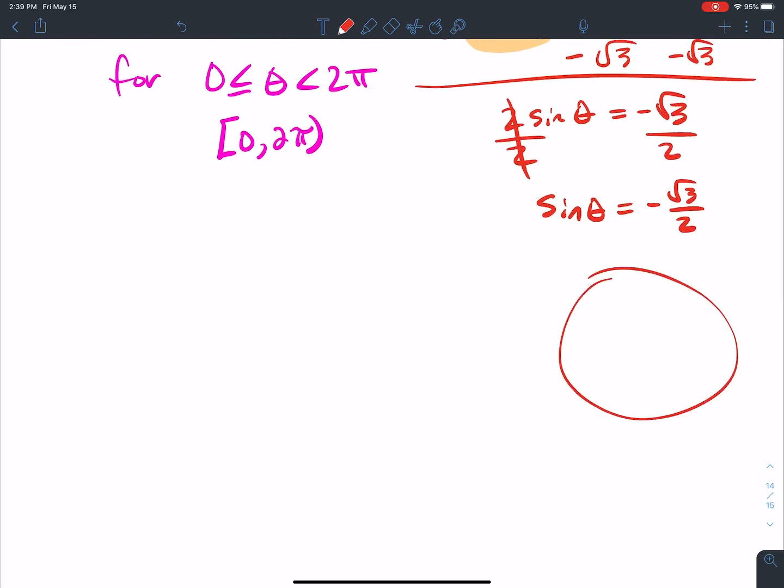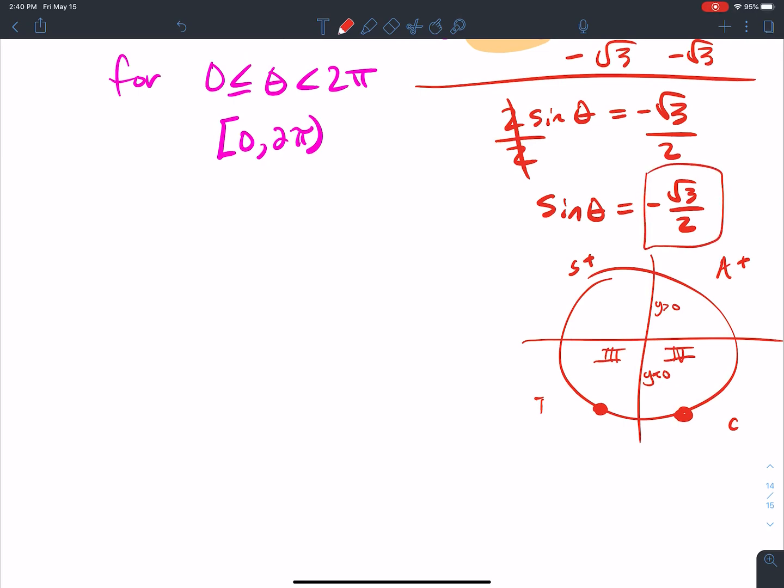When I think about a unit circle, sine is negative down here in the third and fourth quadrants. The y value is less than 0 down here, and it's greater than 0 up there. That's how I know it's negative. Remember, all students take calculus. Sine is positive in quadrants 1 and 2, so if it's negative, I know it's got to be in Q3 or Q4. So what angle theta gets me these values?